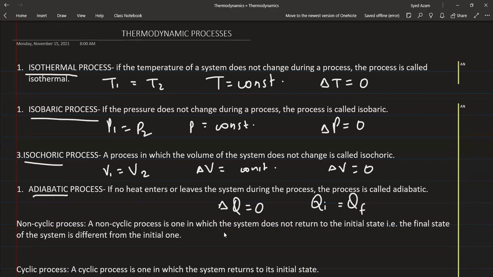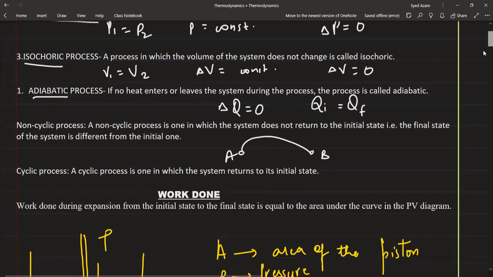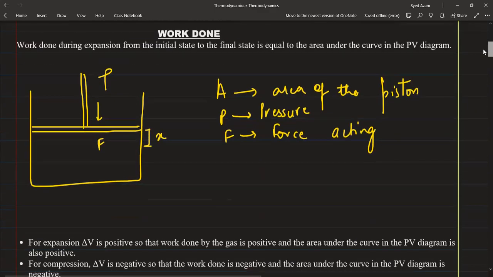Now, what's a non-cyclic process? We have already discussed that. A non-cyclic process is one in which the system does not return to its initial position. If this is the initial point, this will be the final point. Cyclic is one in which it returns. So these are the various thermodynamic processes.